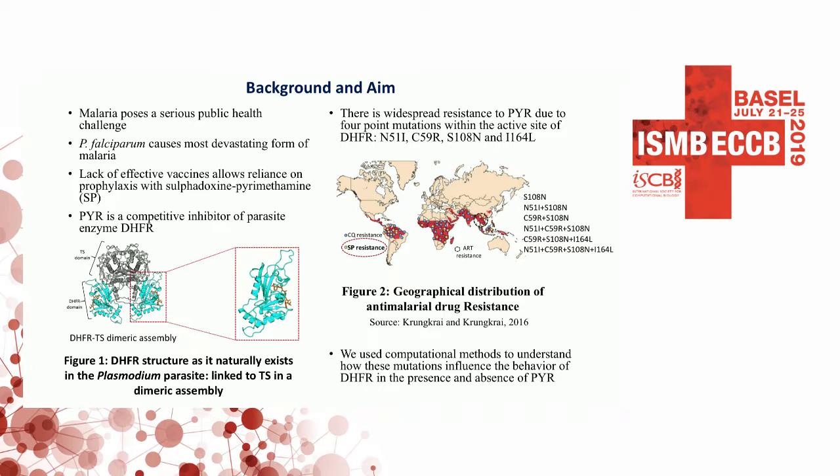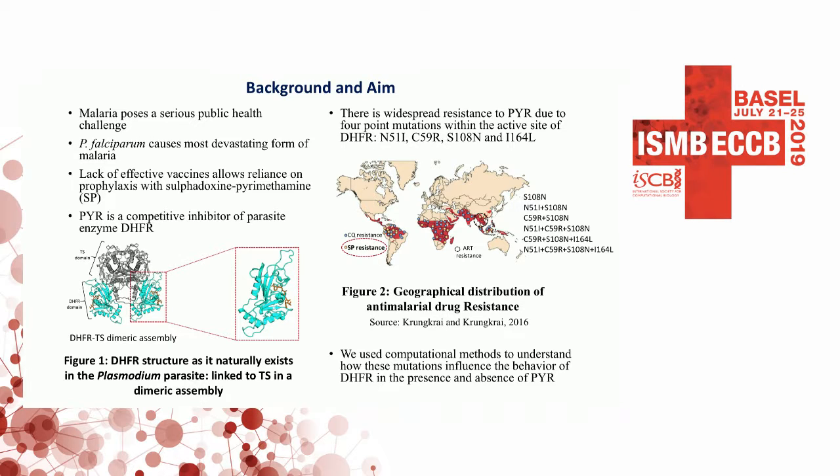So malaria continues to pose a serious public health challenge, and of the 5 parasite species that cause the disease in humans, malaria due to Plasmodium falciparum happens to be the most devastating. And the lack of an effective or efficient vaccine over the years to this parasite has made prevention partly reliant on the use of prophylactic treatment with sulfadoxine-pyrimethamine, which is a combination therapy. And the pyrimethamine component of this drug acts as a competitive inhibitor of the parasite enzyme dihydrofolate reductase, or DHFR, which is involved in parasite DNA synthesis.